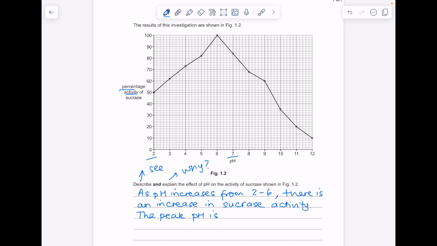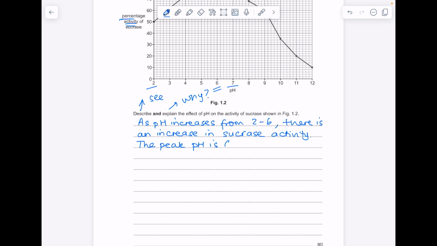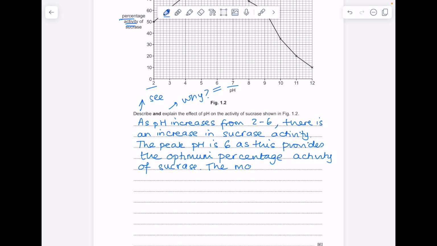So I've started by saying that as the pH increases from 2 to 6, there is an increase in sucrase activity. Let's talk about what's going on. We're going to say, because this is the optimum pH, we're going to see the most number of enzyme substrate complexes are formed here.